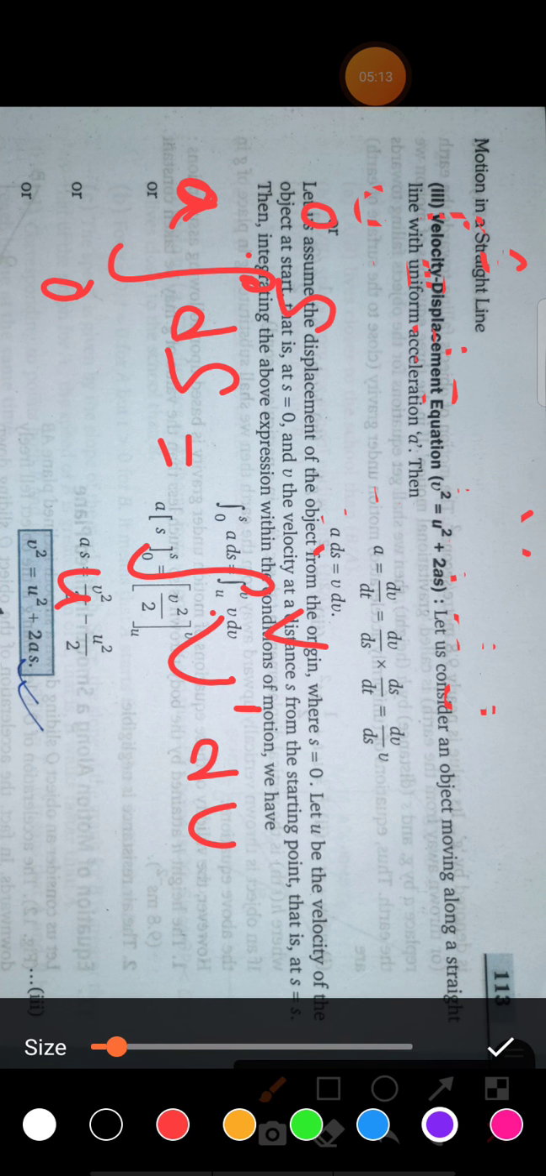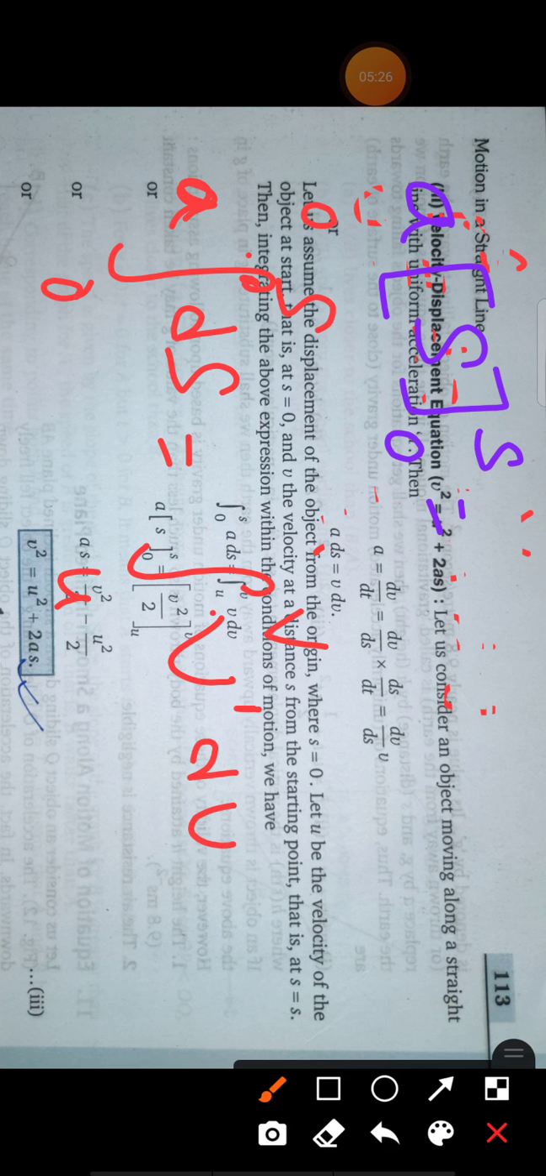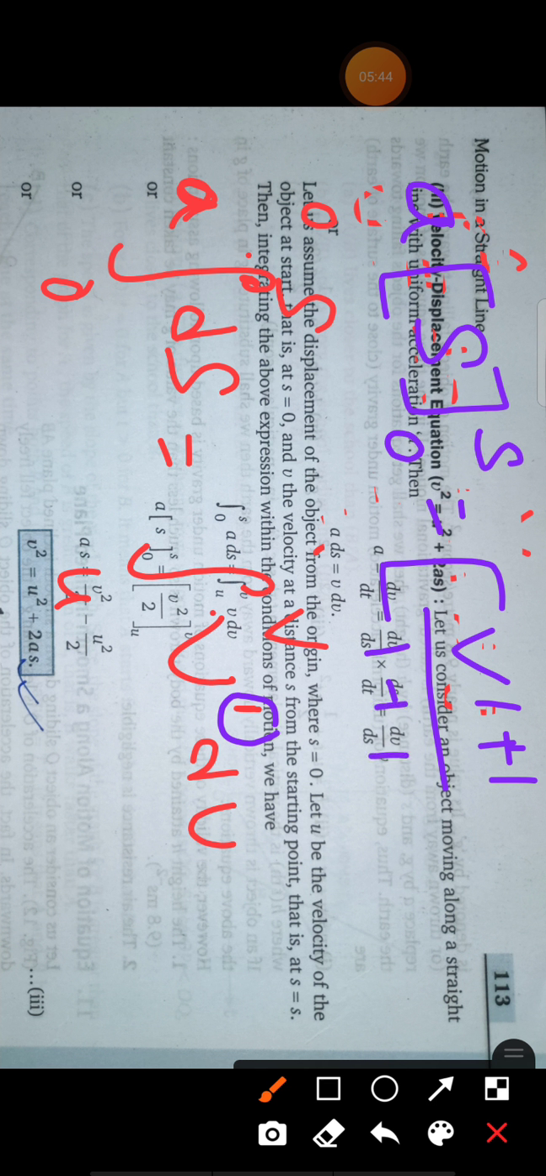So let me change the color. Okay, so integration of ds is s, so a into s, lower limit is 0, upper limit is s. Integration of v means v to the power 1. So the formula is what? Integration of x to the power n is x to the power n plus 1 divided by n plus 1. So here the formula will be v to the power n plus 1. N is how much? N is actually 1. So v to the power 1 plus 1, that means v to the power 2 divided by 1 plus 1, that is 2. Lower limit is u, upper limit is v.